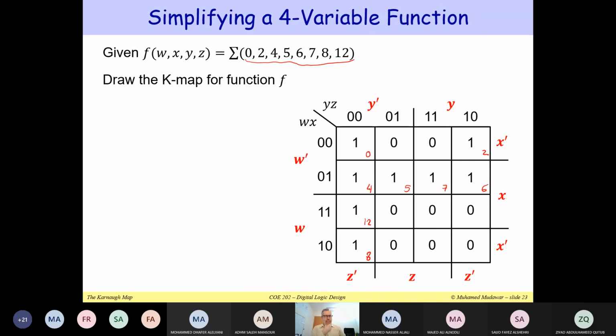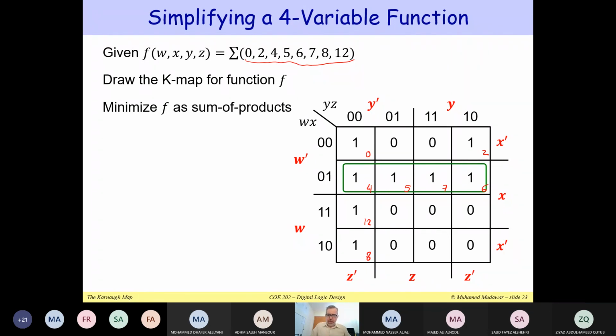Now, can you tell me which ones can be combined? 0 and 2 and 4 and 6 form one block. Okay, so you'd like to combine 0 with 2 with 4 and 6. Fine. Which ones can also be combined? 4, 5, 7, and 6. Yes, and which ones can also be combined? 0 and 4 and 12 and 8. Yes. So basically, these are the ones. So we're going to combine.